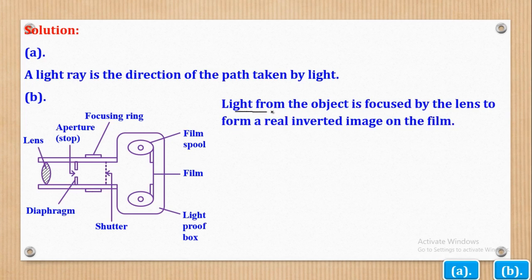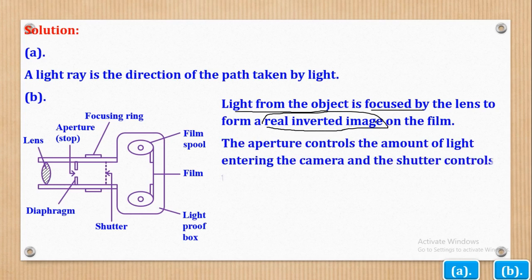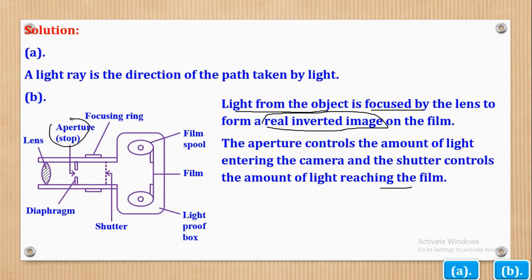First we shall say that light from the object is focused by the lens to form a real inverted image on the film. After that, what about the aperture? So the aperture controls the amount of light entering the camera, and the shutter controls the amount of light reaching the film. So we have this aperture which controls the amount of light entering the camera, and we have also the shutter, which is this, and it controls the amount of light reaching this film.